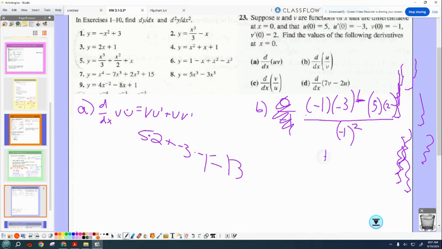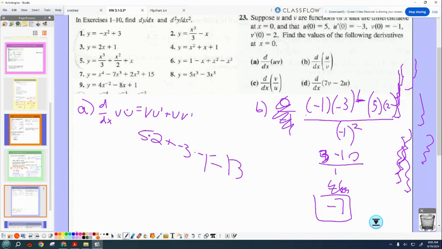So the first one, the derivative pattern for the product. First times the derivative of the second, plus second times the derivative of the first, and then we needed to take the values. So 5 times 2 plus -3 times -1, and we get 13. You guys okay with that one?